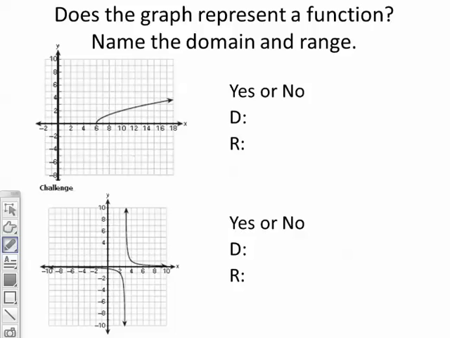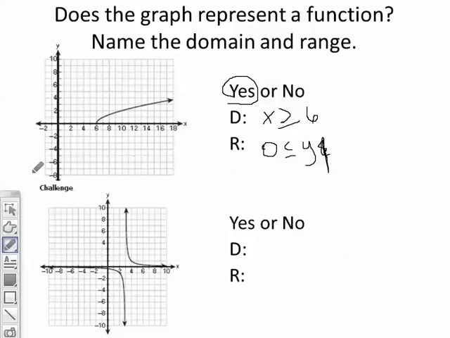Okay? Couple more. Does this one represent a function? Yeah, it does. I only see a vertical line touching it in one place. What's my domain? It's going to be x greater than or equal to 6. What's my range going to be? Range is going to be 0 less than or equal to y less than or equal to, well, you know what? It's just going to be that, because it looks like it goes on forever, doesn't it?